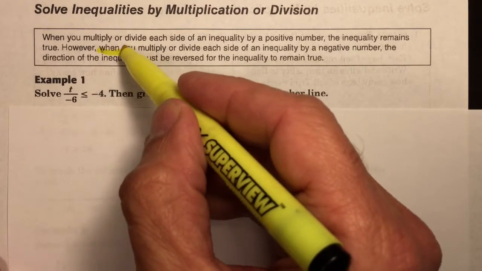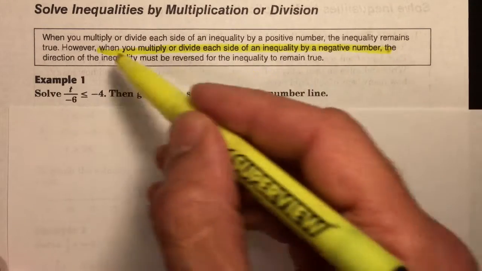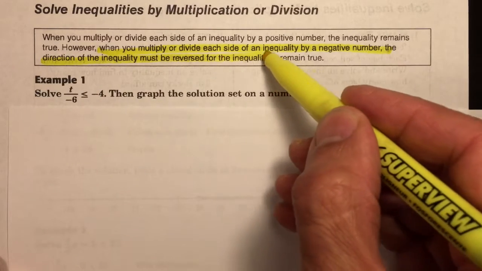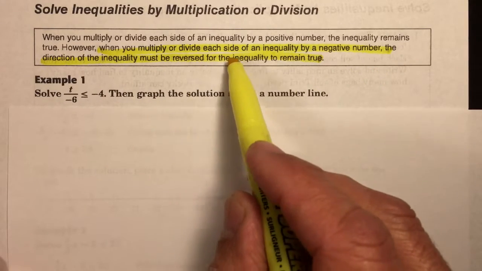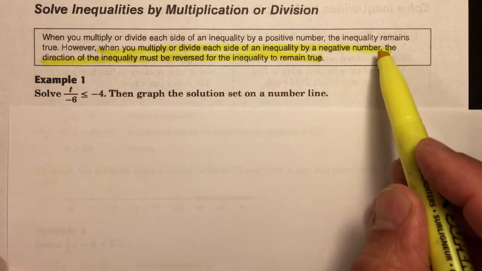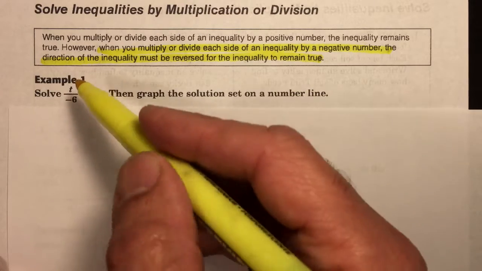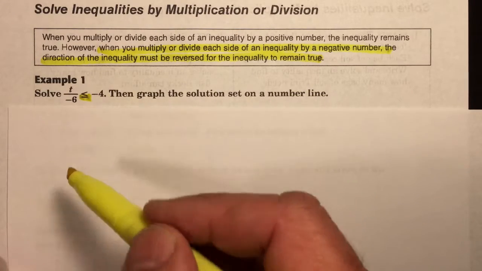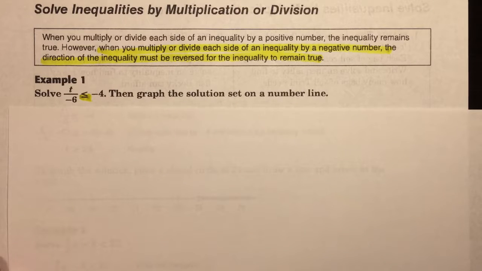So let's highlight this part. The main thing you have to take from this one is that when you multiply or divide each side of an inequality by a negative number, then you have to change this inequality sign, reverse it. Let's see an example in here.